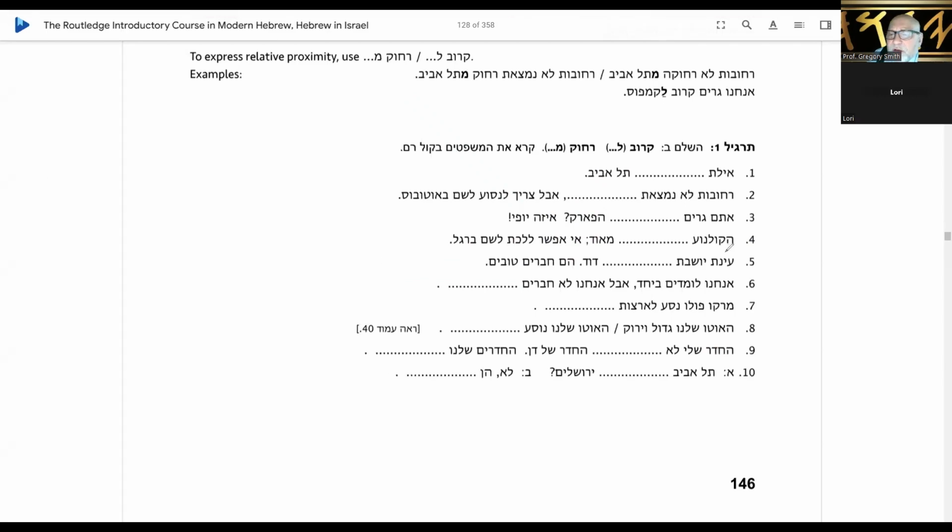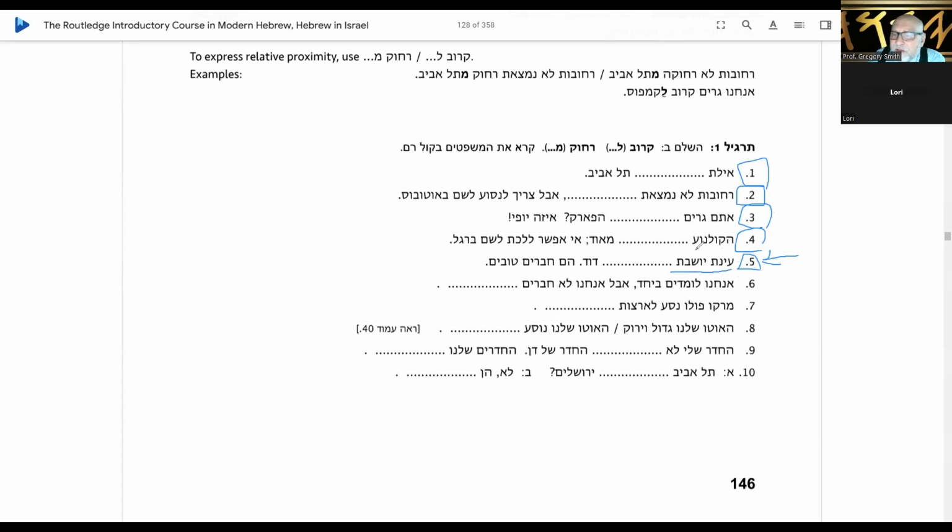Okay, so now number five, which would be chamesh, right? So we've got echad, that's one, shtayim, two, shalosh, three, arba, four, five is chamesh. Okay, so I like to practice my numbers when I see these. All right.